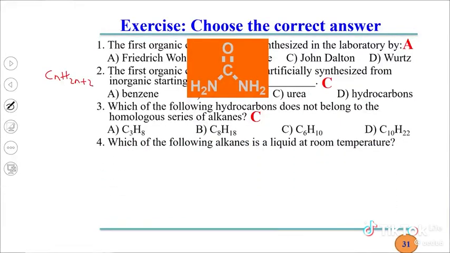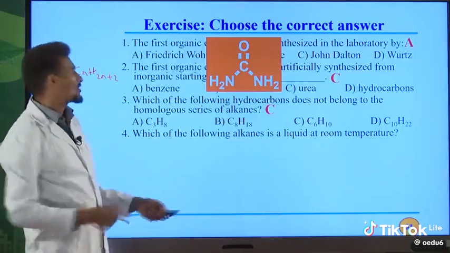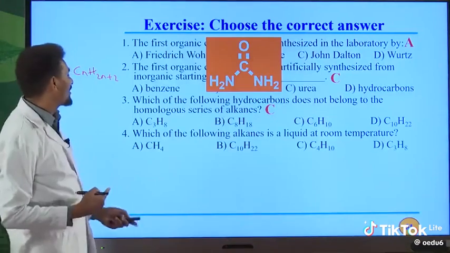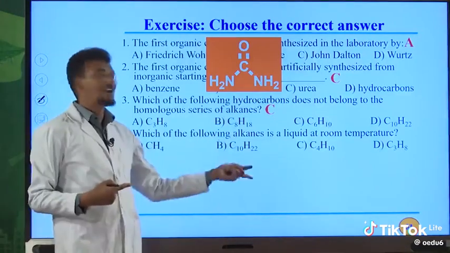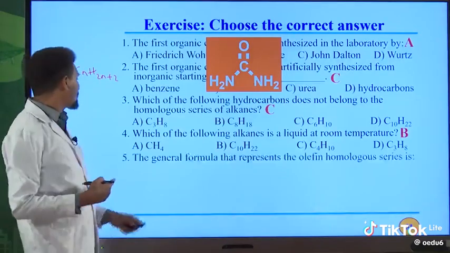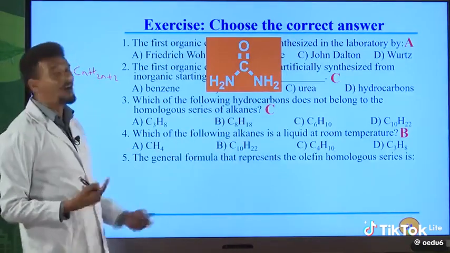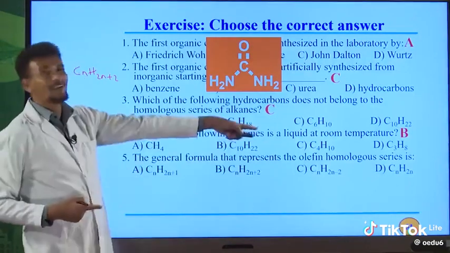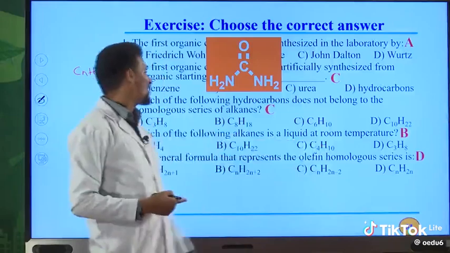Fourth one, which of the following alkanes is liquid at room temperature? C1 to C4 are gases, C5 to C17 are liquids, so B is the correct answer. And the fifth question, the general formula that represents olefin, that means alkenes. It is CnH2n. So D is the correct answer.